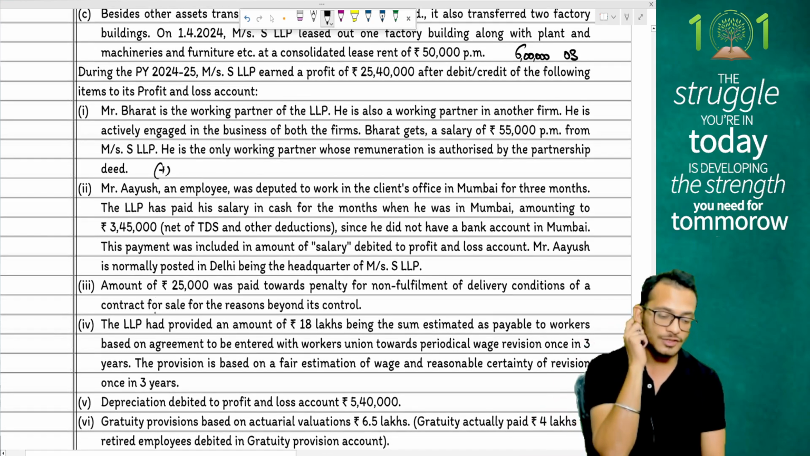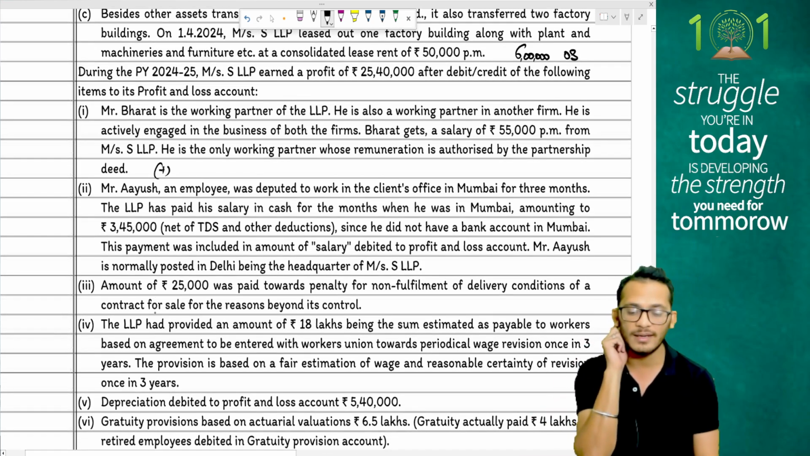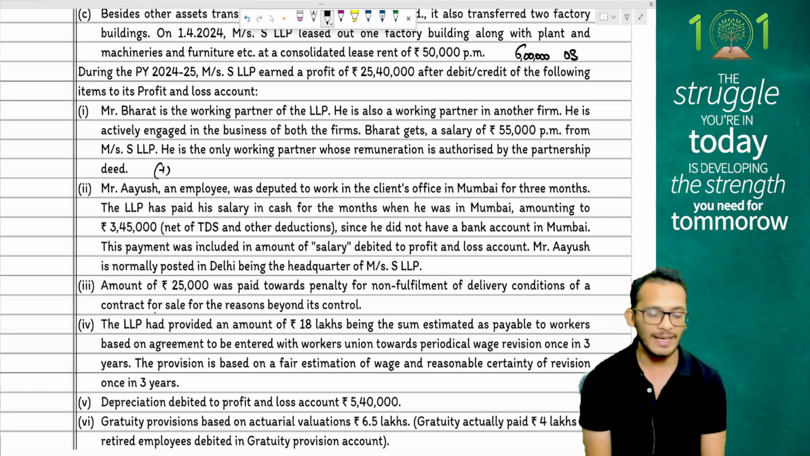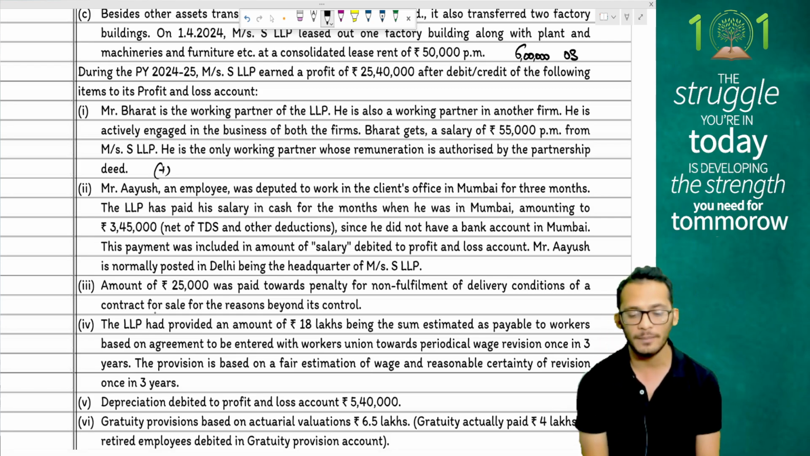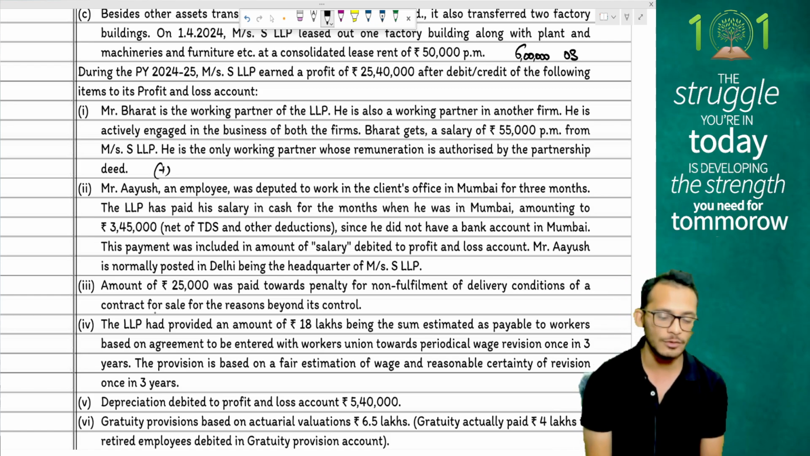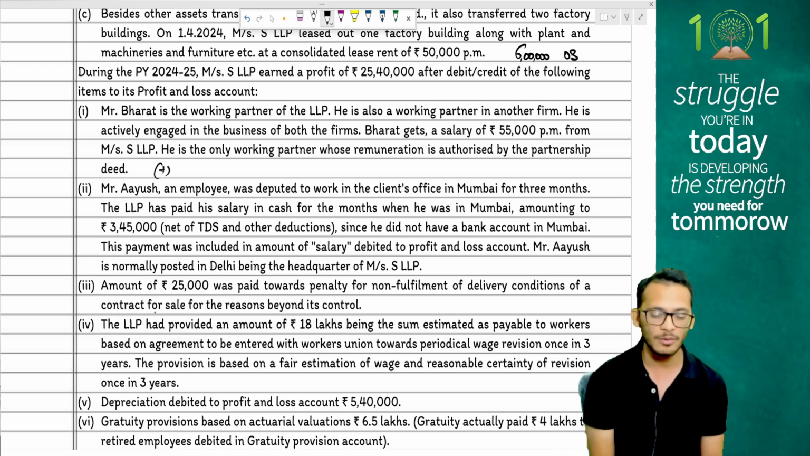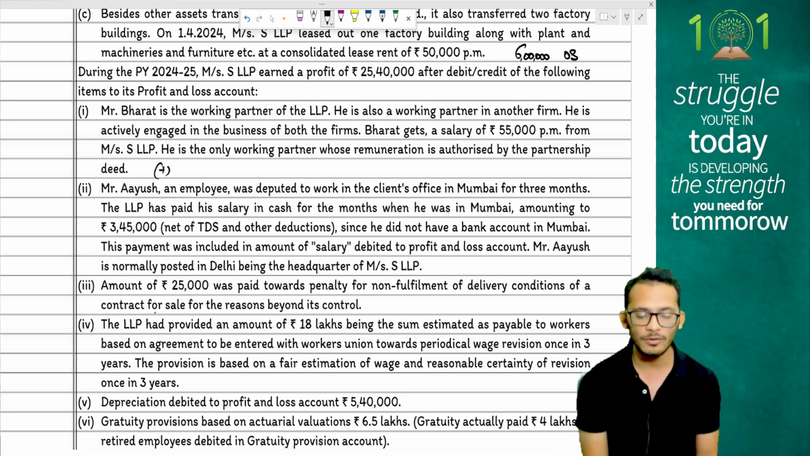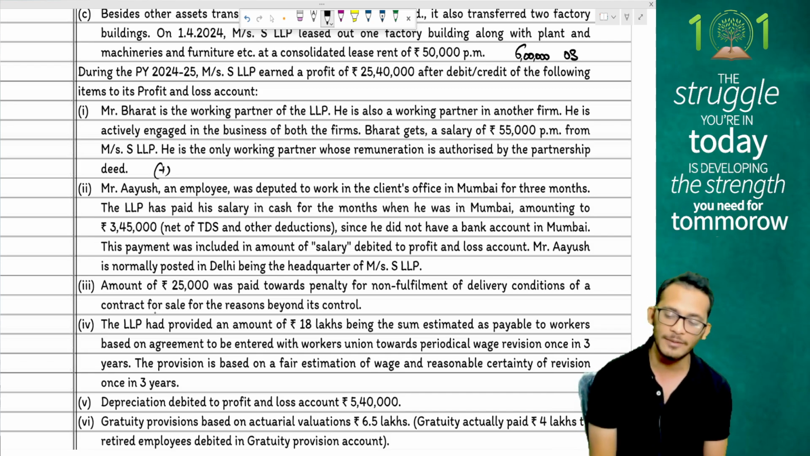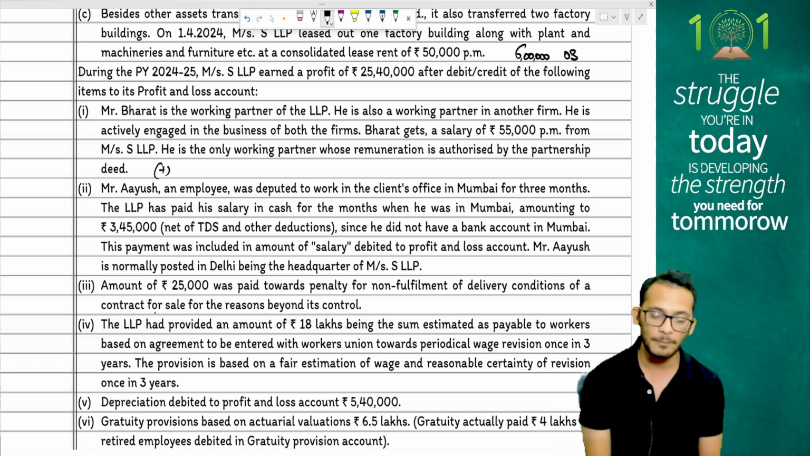Next, Ayush is an employee who's deputed to work in a client's office in Mumbai for 3 months. The LLP has paid his salary in cash for the months which he was in Mumbai, amounting to 3,45,000 net of TDS and everything. Since he did not have a bank account in Mumbai, the payment was made in cash, and it was included in the amount of salary debited to P&L account. Ayush is normally posted in Delhi, the headquarters of SLLP.